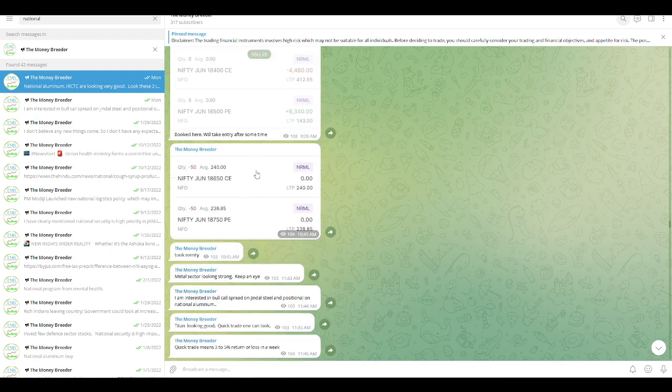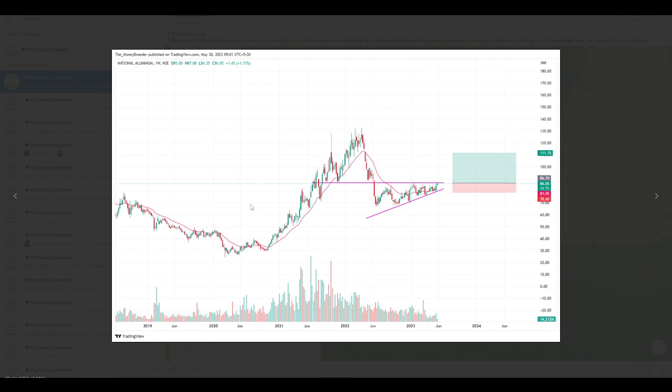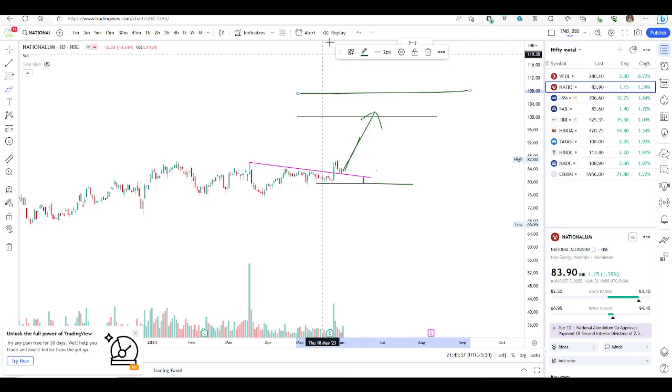Okay, let's find out what the entry details I posted are. Here, if we see National Aluminium, 111 is my target. At the same time, 80 is the stop loss. As for this one, let's go to the risk reward calculator.